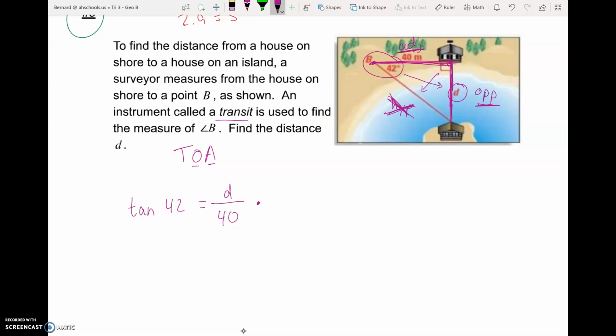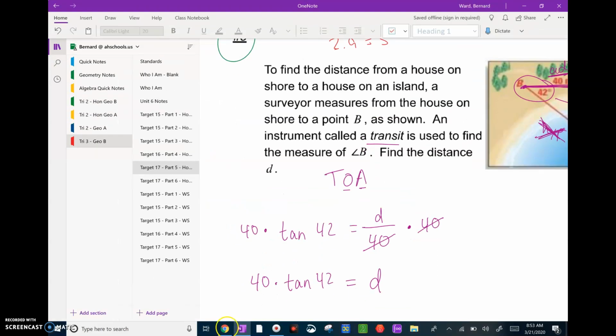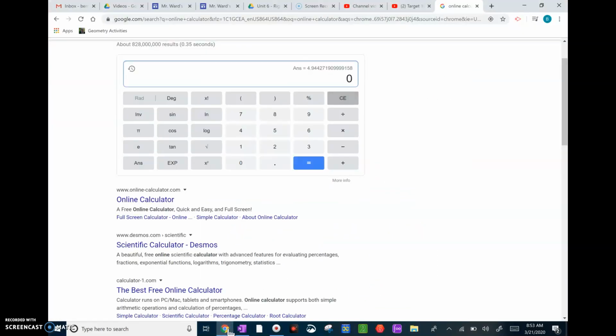And that's nice. We just multiply both sides by the bottom of our fraction, right? So we're multiplying both sides by 40. These 40s cancel, and it leaves us just with D, which is what we want. And so what we'll type into our calculator is 40 times the tangent of 42. Let's do that real quick. 40 times the tangent of 42. Be in degree mode. 40 times tangent of 42, close the parentheses, equals 36.0.